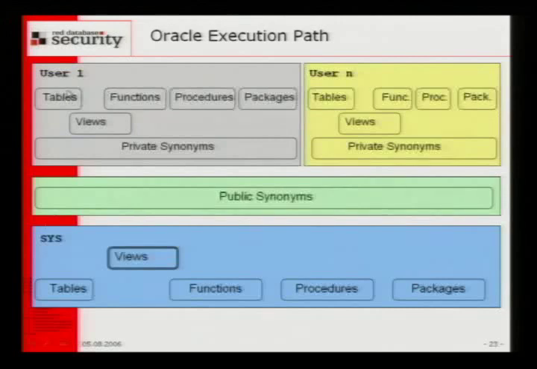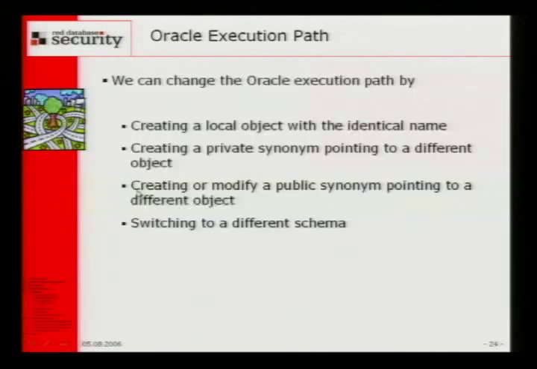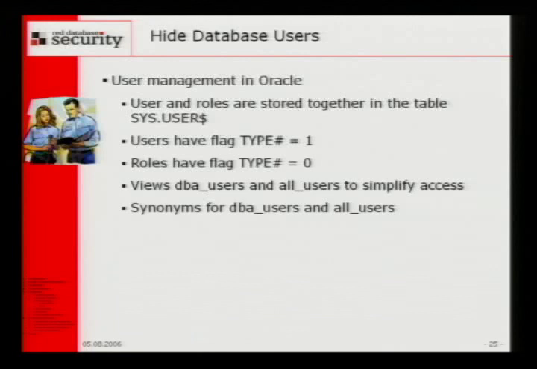So we have here from top to down, if we are user 1, Oracle looks first for the object itself, then for a private synonym, and then for a public synonym. So we can modify the objects, but we can also change the execution path by creating a local object with the same name. We can create a private synonym pointing to a different object. We can also create or modify a public synonym, or we can switch to a different schema with alter session set current_schema.